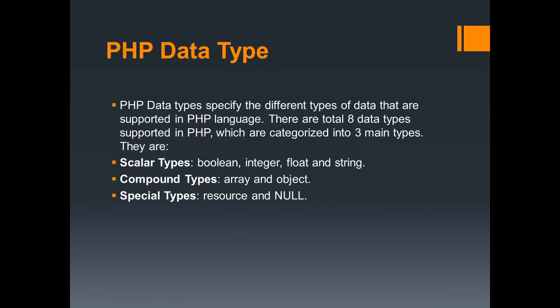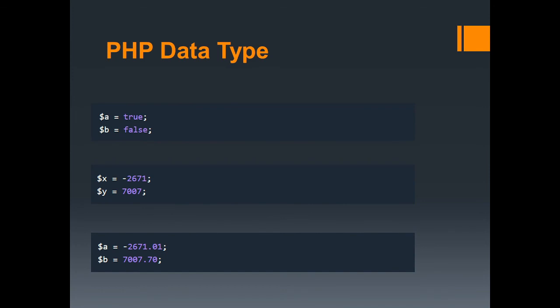So PHP data types specify the different types of data that are supported in the PHP language. There are a total of 8 data types supported in PHP, which are categorized into three main types. They are the scalar types: boolean, integer, floating, and string. Compound types are array and object. Special types are resource and null. So this is the example.